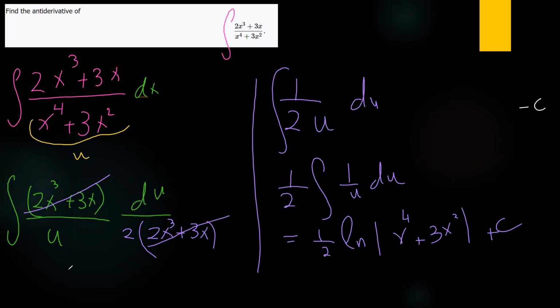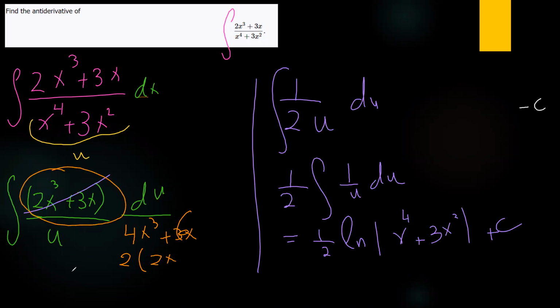Now I will repeat here. What did we have? We have 4x cubic plus 6x. I need to simplify it, so just rewrite it by taking 2 as a common factor, in order to make it like this function here. So then now you can cancel them.